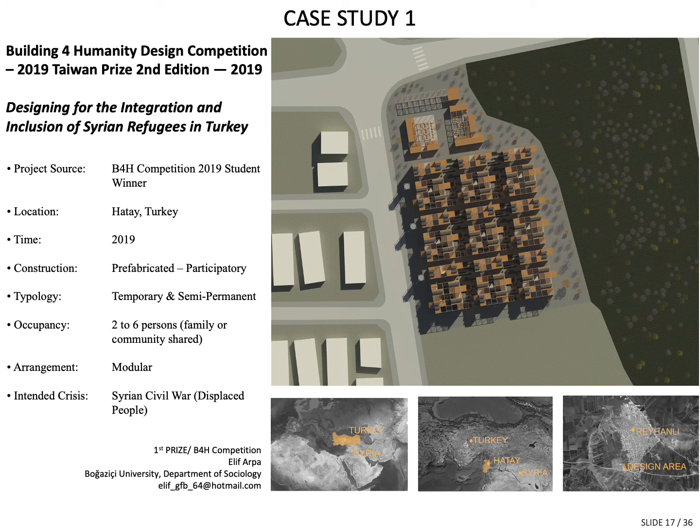Case study 1 is Building for Humanity Design Competition 2019, and its location was Hatay, eastern province of Turkey, and it is prefabricated design with participatory approach, and its typology is temporary and semi-permanent. Occupancy is 2 to 6 persons, and its arrangement is modular, and its intended crisis was Syrian civil war. The first prize was given to Elif Arpa. This project was obtained directly from the competition organizers.